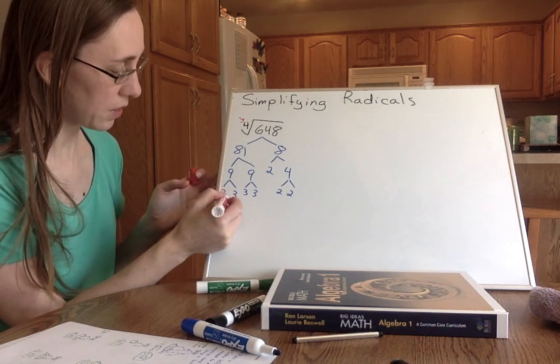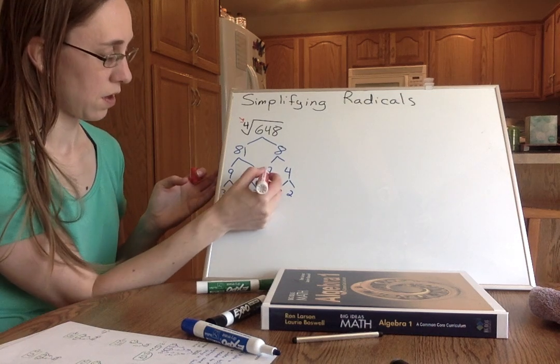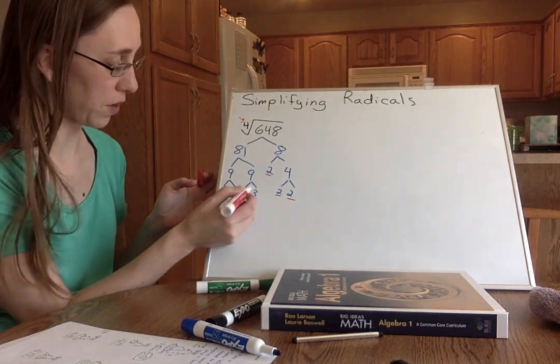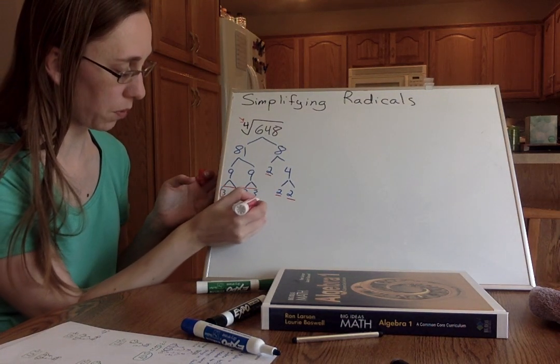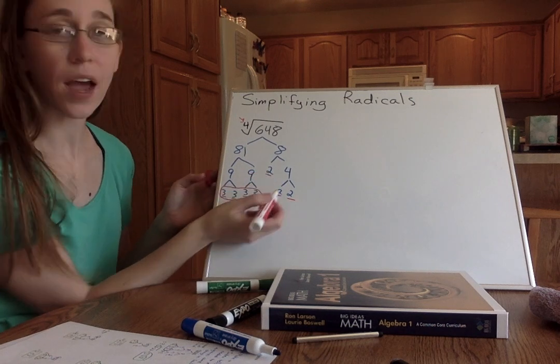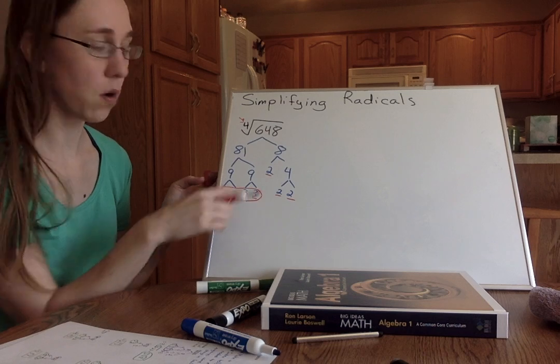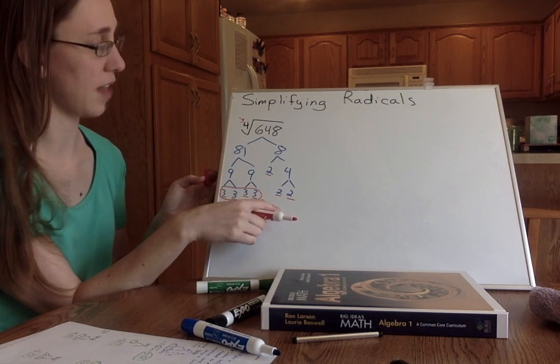So if I look at these bottom numbers, the ends of our branches, I have four 3s. So I'm going to circle that because that's a group. My 2s, I only have 3. So I don't have enough to make a group. So this guy gets to come out. These guys are stuck staying inside.